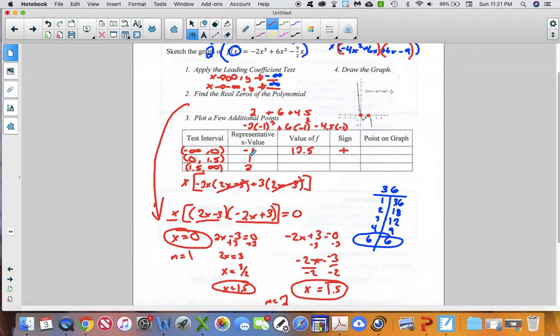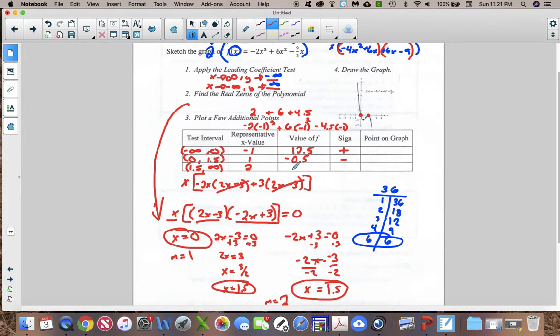Then here, in between 0 and 1.5, if I plug 1 in, I think they did that already. Yes, 1 is at negative 0.5. You can see that on the graph. I'm totally cheating, but whatever. That sign is negative, so that means that between 0 and 1.5, he's going down below the x-axis. And then if I plug 2 in, he is at negative 1, so he is also below the x-axis.